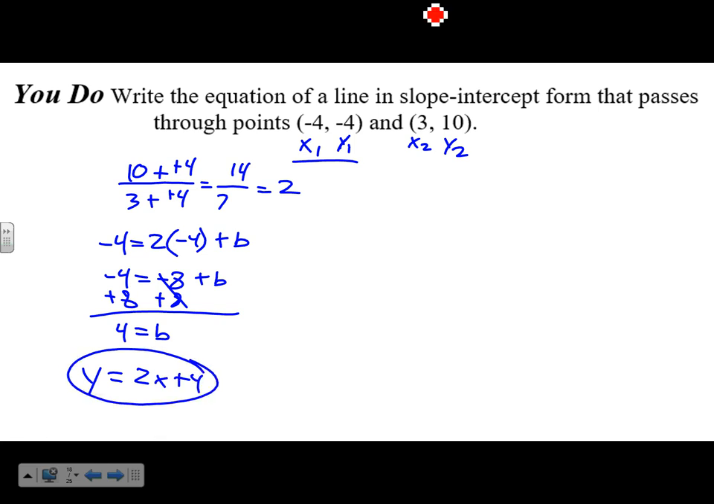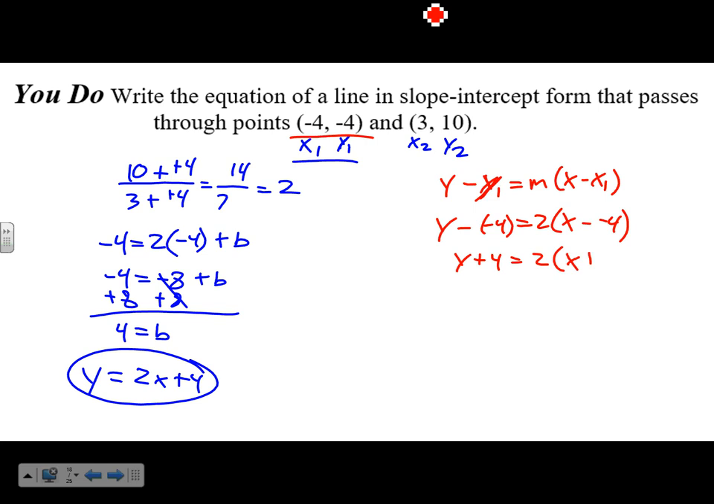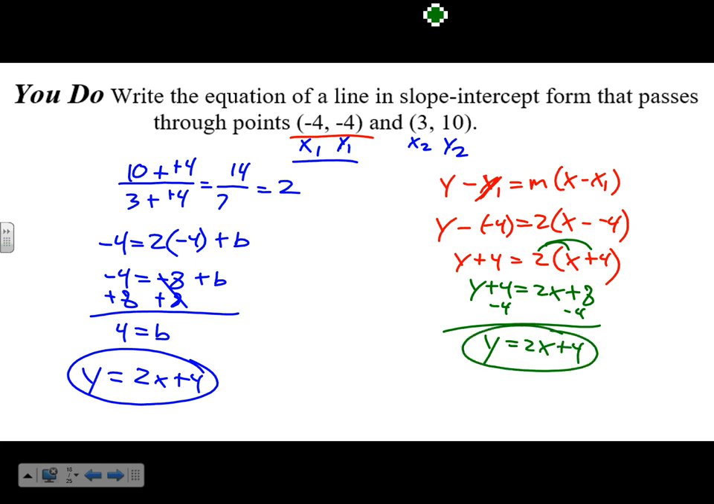Then using point slope form instead, y minus y1 is equal to m times x minus x1. Again, I'll just use this first point here. So y minus negative 4 is equal to 2 times x minus negative 4. Y plus 4 is equal to 2 times x plus 4. Distribute your 2: y plus 4 is equal to 2x plus 8. And subtract your 4 from both sides. Y is equal to 2x plus 4. Either way gets you the same answer.